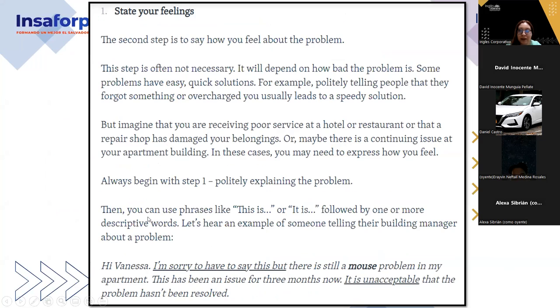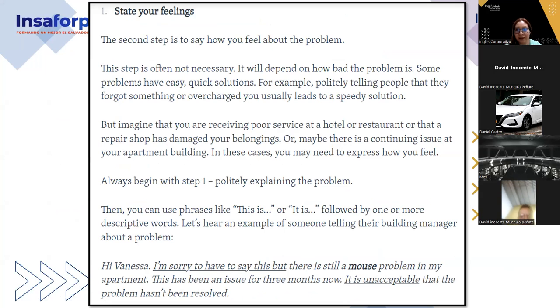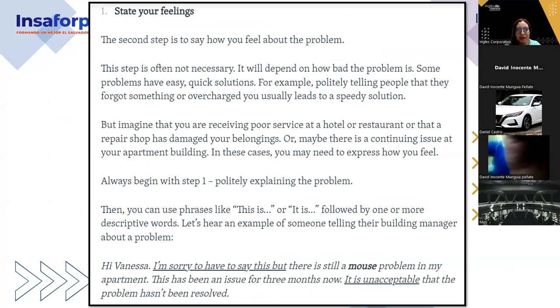And then the second step will be stating the feelings. El segundo paso para reportar un problema es expresar cómo me siento, cómo me están haciendo sentir con ese problema que no se resuelve. Según lo que yo les decía anoche, pregunta para ustedes. ¿Siempre tengo que mencionar cómo me siento? ¿Sí o no? ¿O hay un escenario cuando no debo, cuando no es necesario?